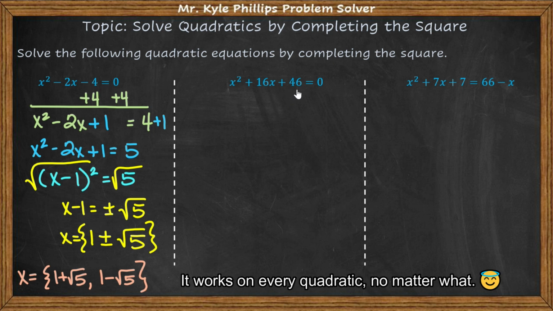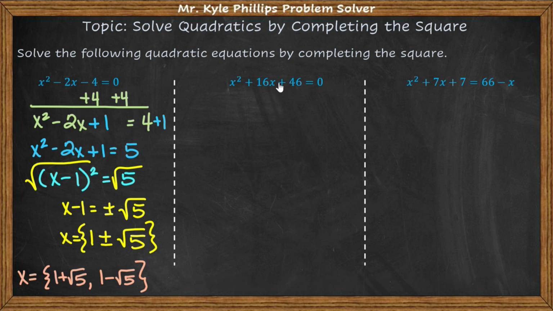Again here, factors of 46. Can you think of factors of 46 that I can add together and get 16? No, right? So this is not factorable, but I can still find the solutions by completing the square. So let's think. What's 16 cut in half? 8. What's 8 squared? 64. That's what we want to go here, not negative 46. So we're going to start by moving 46.